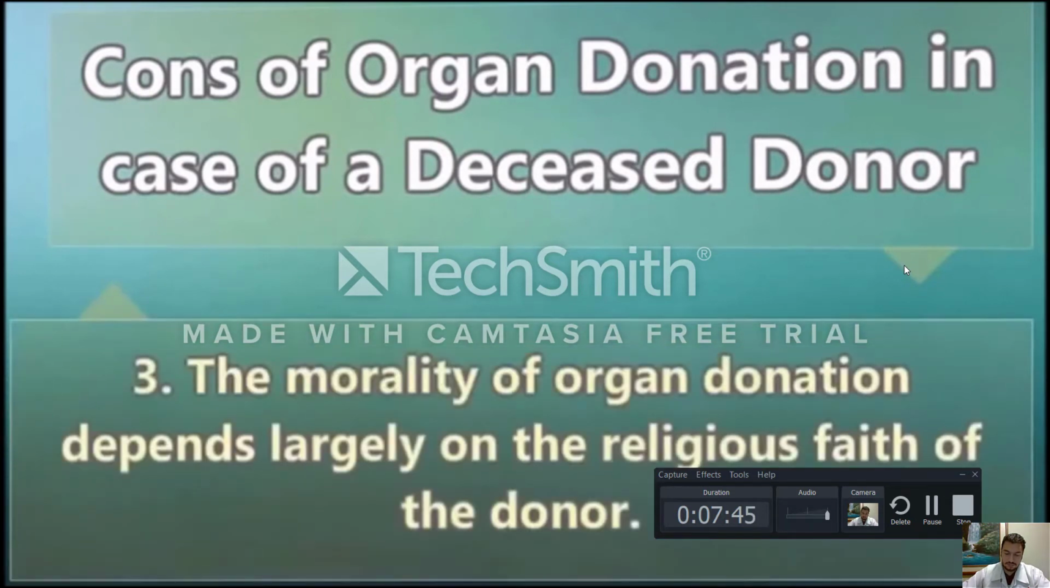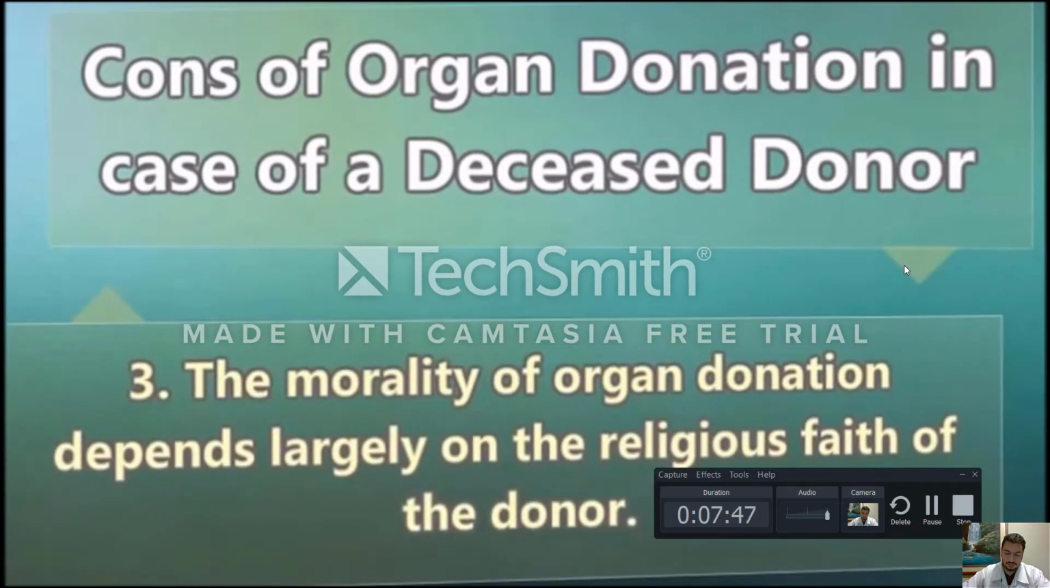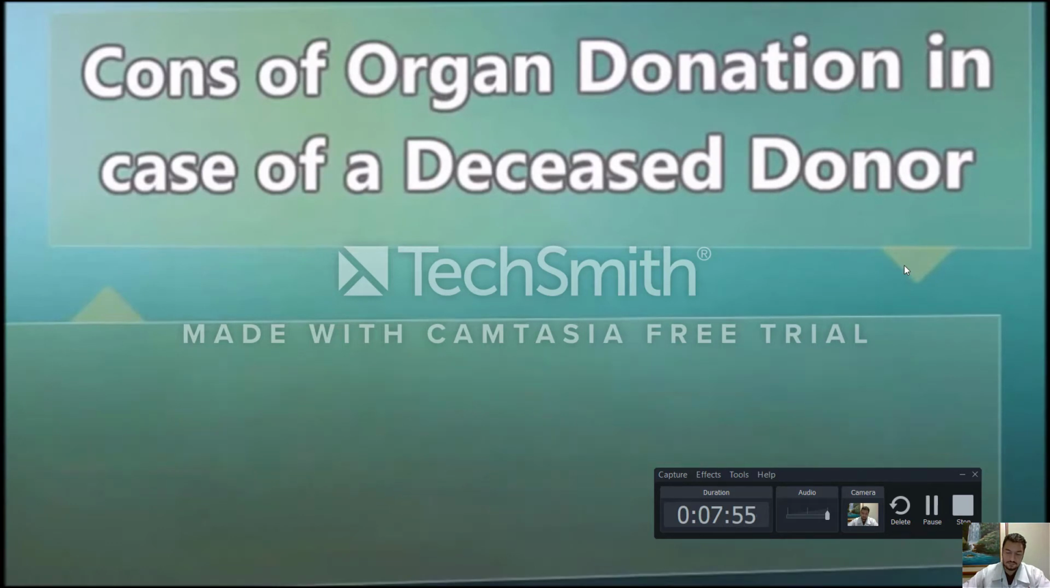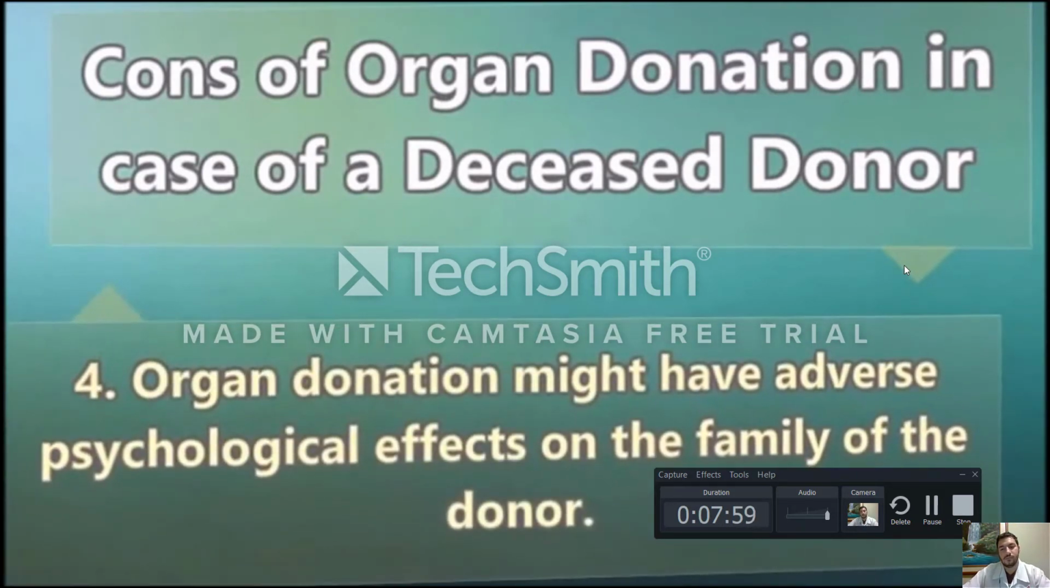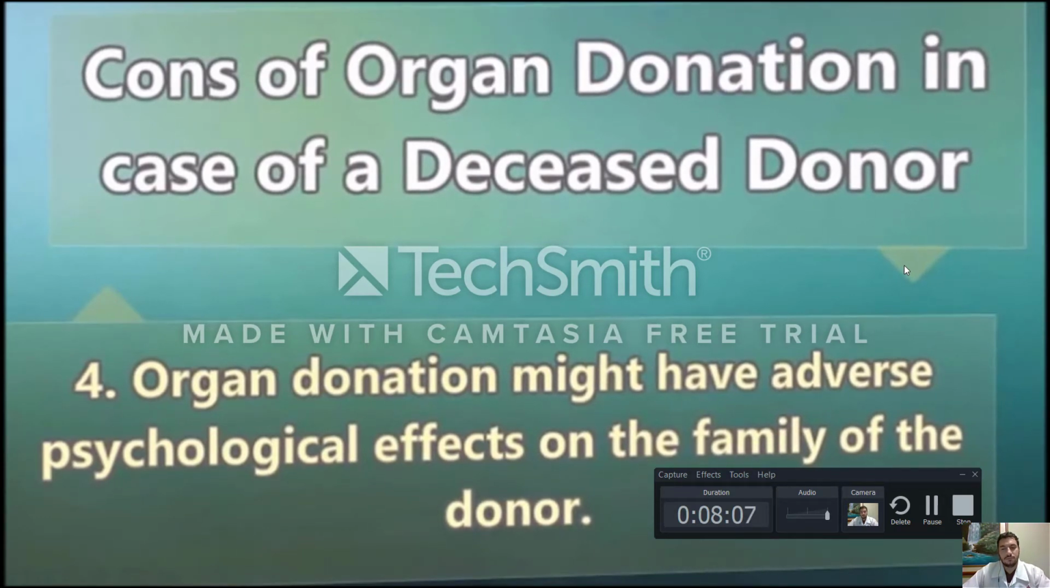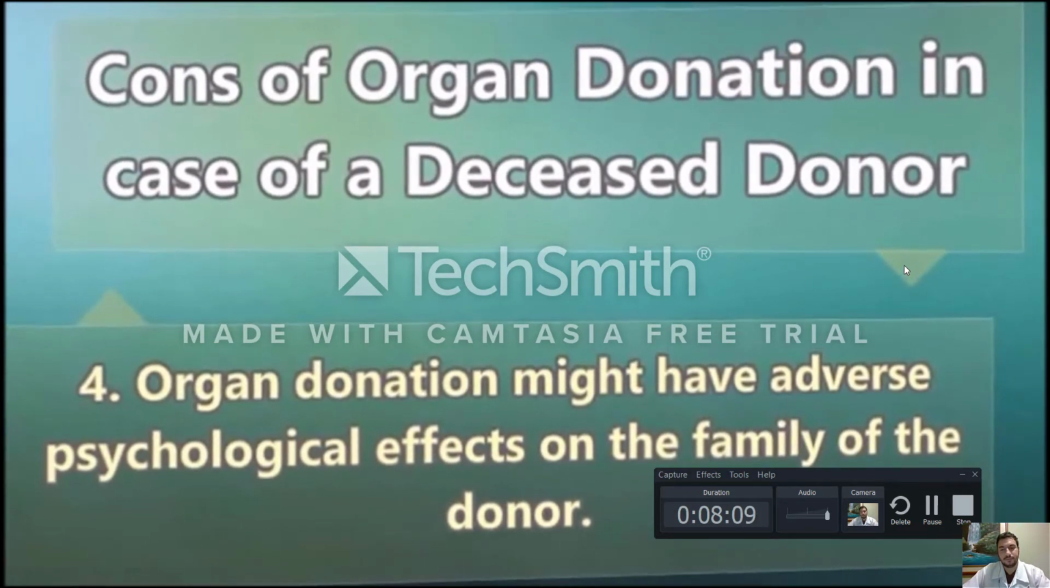While most world religions support organ donation, there are some religions which strongly object to it, and still others which completely reject the idea. In case of a deceased donor, organ donation might have adverse psychological effects on the family of the donor. The thought of cremating him or her without the vital organs can be extremely disturbing and painful, psychologically.